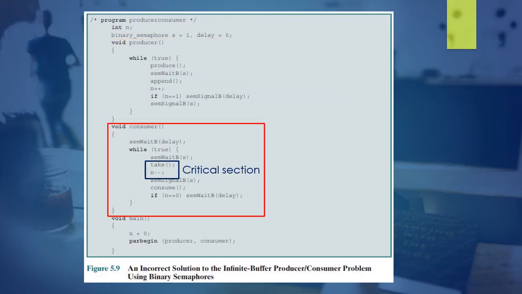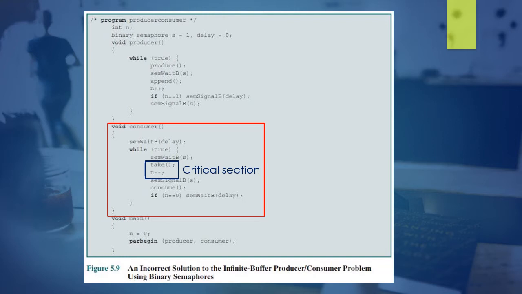In the consumer's code, we identify the critical section. These are the lines of code that manipulate the global variable n and the buffer. To implement mutual exclusion on the critical section, it is preceded by a SemWaitB on S and succeeded by a SemSignalB on S. The consumer acquires mutual exclusion on n and the shared buffer by calling SemWaitB on S, takes an item from the buffer and decrements n. Moving out of the critical section, the consumer issues a SemSignalB on S.